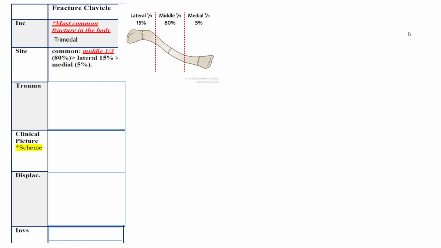The medial 1/3, which represents only 5%, and it is the least common. However, it's most commonly presented with non-union. The middle 1/3, which is the most commonly fractured part.